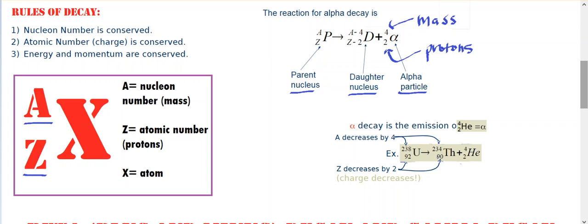An example of alpha decay is when we see uranium emit an alpha particle, which is helium. When we need to conserve the nucleon number, we take 238 minus 234, and it is conserved with the 4 particles that the alpha particle took away. When the alpha particle takes away 2 protons from the parent nucleus, it is conserved by the 90 protons in the element thorium.